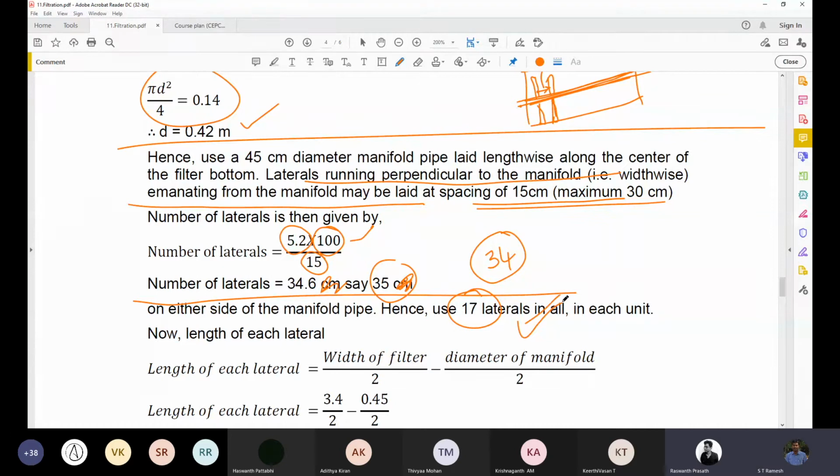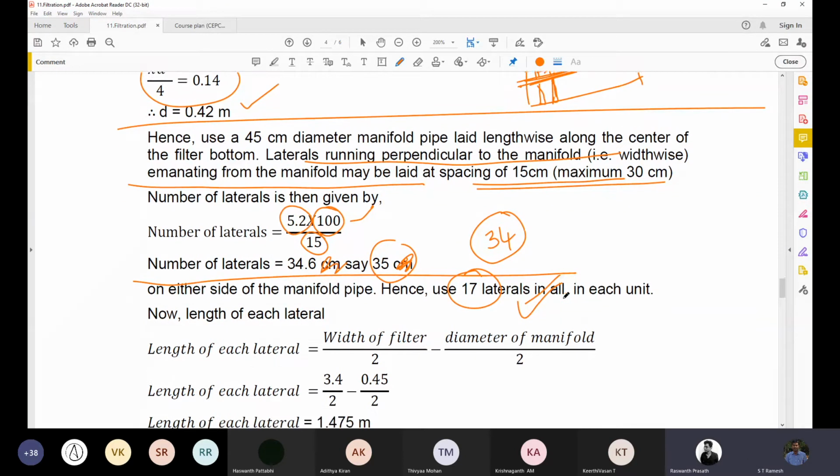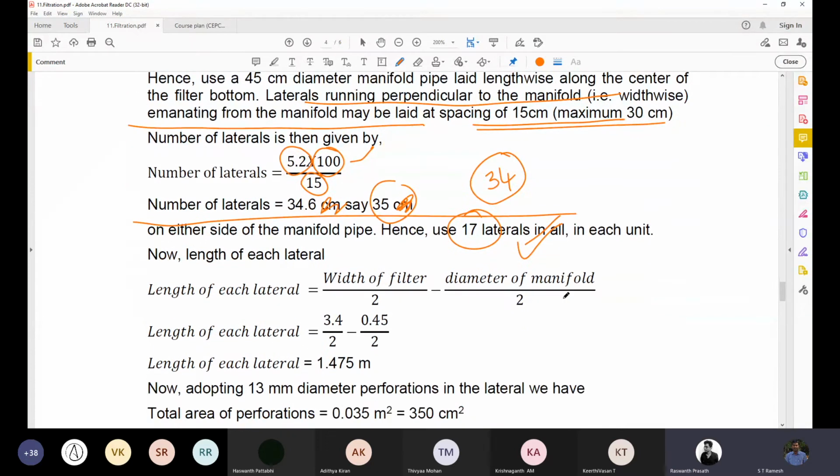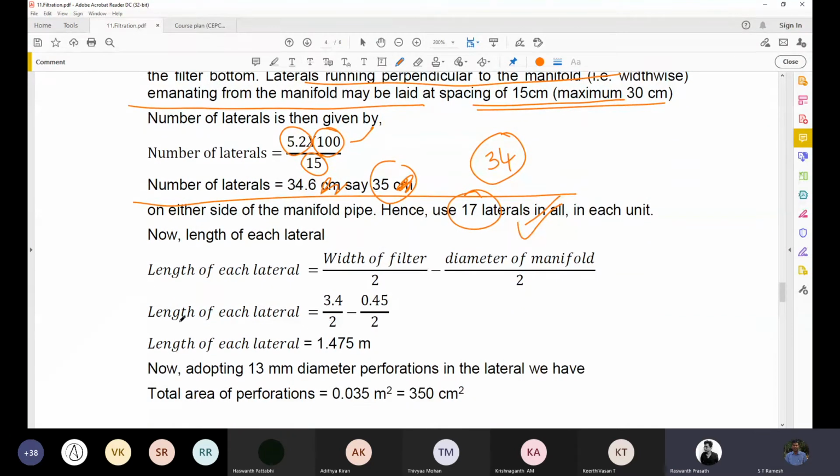Is it fine? 34 into 17 laterals on each unit. Is it okay? Yeah. Now you can find out what is the length of the lateral. The length is very important because these are the central dimensions of your filter bed.